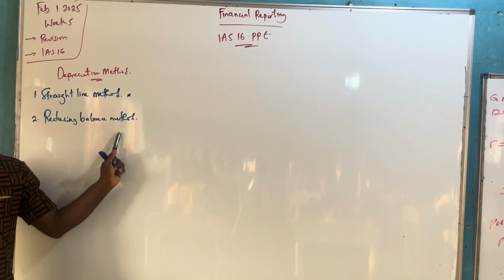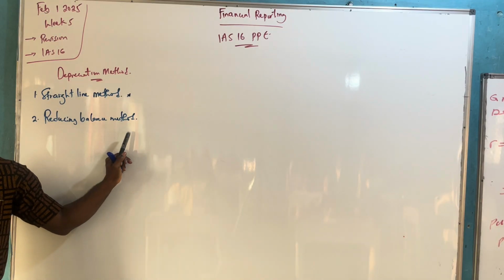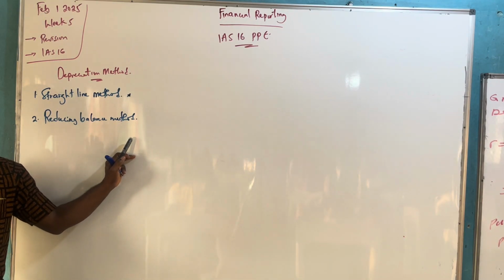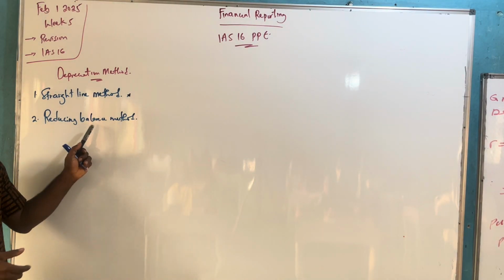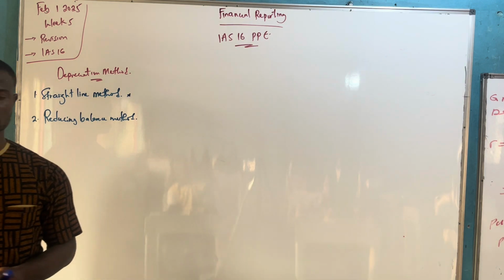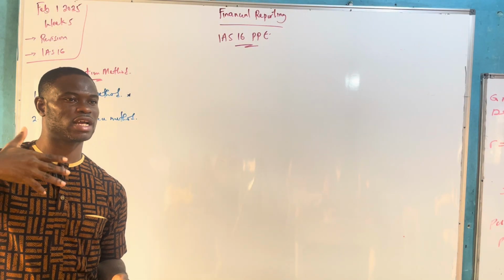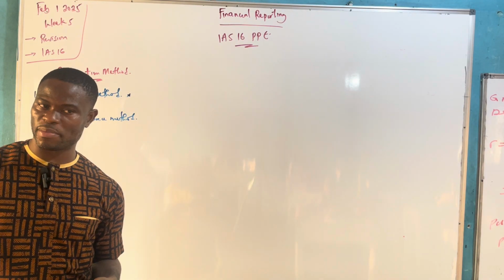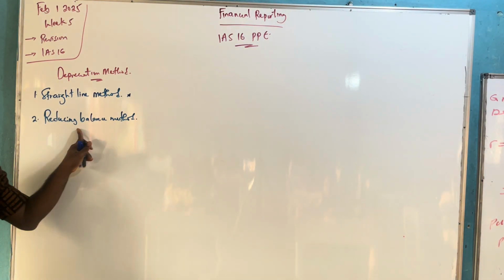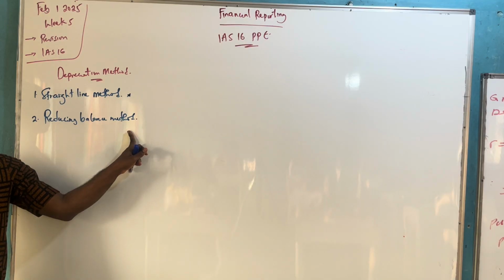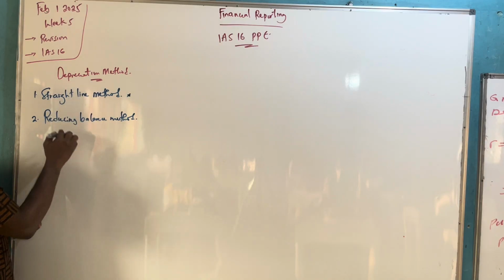But you see this reducing balance method, this one will give you a higher amount of depreciation in the earlier years of the asset and lower in the later years of the asset. And this is also the same: you use this method where your asset generates higher benefits in its earlier years and lower benefits in its later years. That is when you use the reducing balance method.